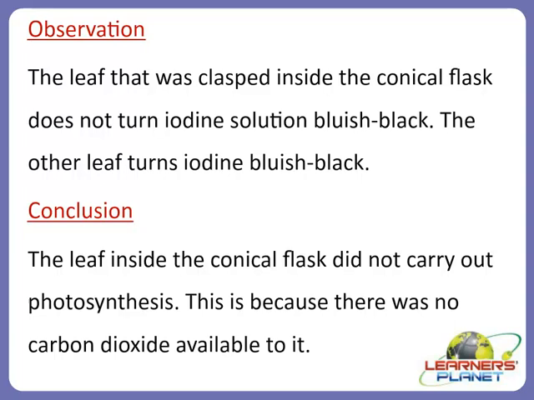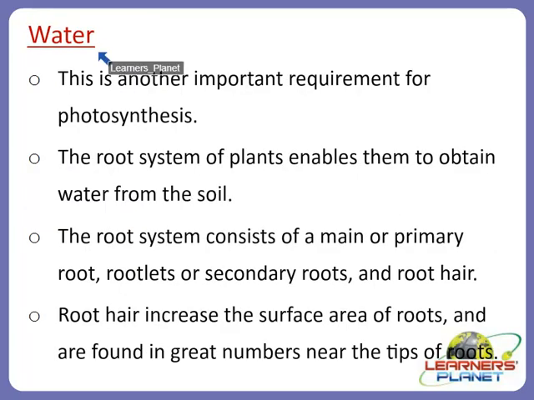Now let us move on to another important factor which is very much important for carrying out the process of photosynthesis: water. This is another important requirement for photosynthesis, in which the root system of plants enables them to obtain water from the soil. So what acts as a very important factor for carrying out photosynthesis? It is water. Now how will the water get absorbed by the plant?